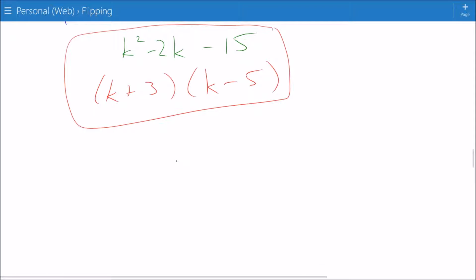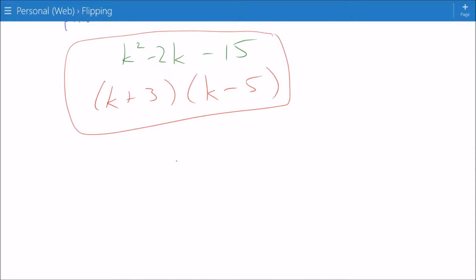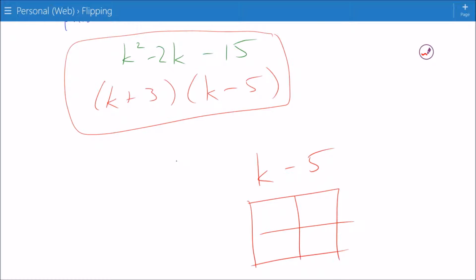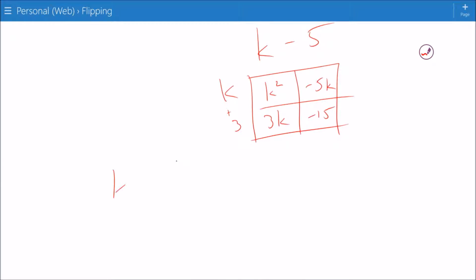If you have any doubt, you can always do a little bit of distribution. So I like to use the good old box method here. There's my box. K plus 3. K times k is k squared. K times negative 5 is negative 5k. K times 3 is 3k. Negative 5 times 3 is negative 15. Write all these out. This gives me k squared minus 5k plus 3k minus 15.